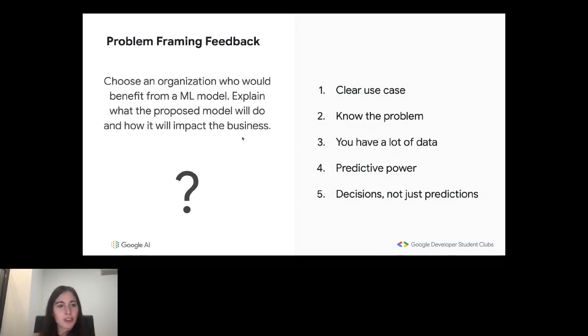And then maybe a more interesting example: choose an organization that would benefit from a machine learning model, explain what the proposed model will do and how it will impact the business. This can be very interesting, even for preparing for interviews. I think this is a really cool example. Okay, so I think this wraps up this second part of the lesson, so we can already move on.